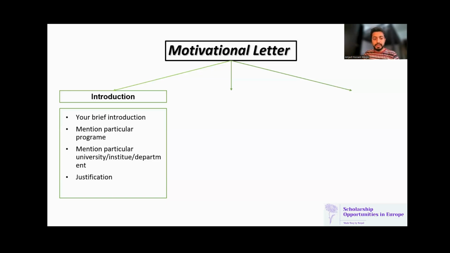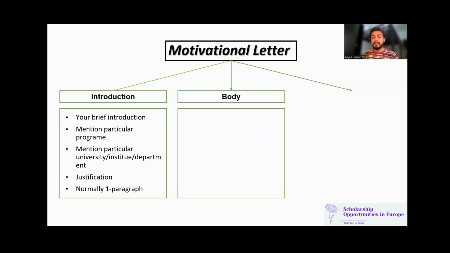And the justification. What is justification? It should be a one line sentence on why you are writing this letter, why you are interested in a particular program or university. Just write that I'm interested in this program, that's why I'm writing this letter to be considered. Just a one line justification. Normally all these things should be in one paragraph, because nobody is looking for a lengthy motivation letter. Just be precise. Write the introduction section in one paragraph.